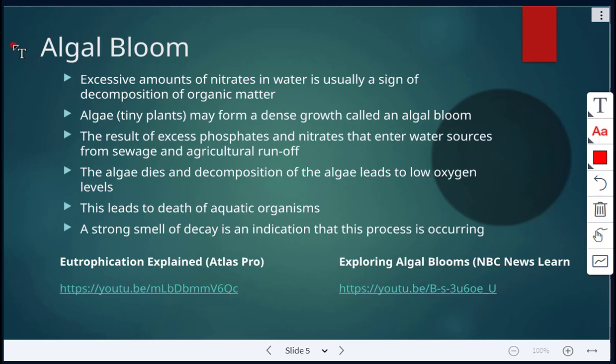So you have all this excess growth of algae, and then when the algae dies, it decomposes, and that leads to low oxygen levels. This is going to lead to death of aquatic organisms. There's usually a strong smell of decay that this process is occurring. So let's watch a couple of videos here just showing these algal blooms.